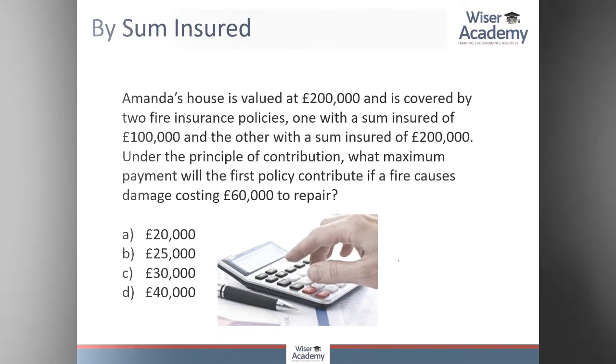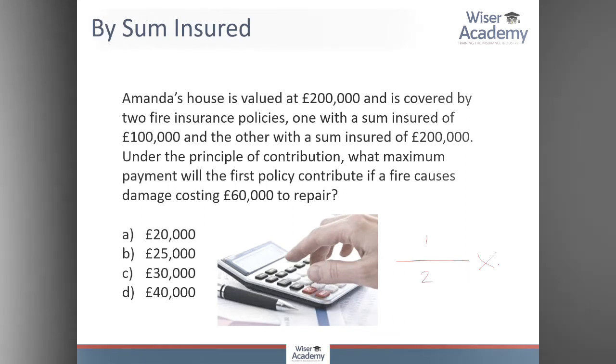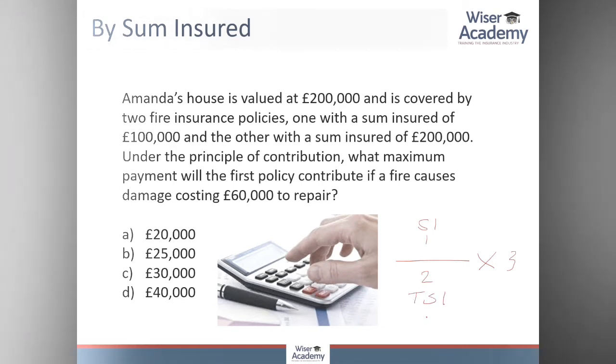So if I just draw over here on the right, we'd have a line with a little multiplication symbol, and we're going to need to have three figures, one at the top, a second at the bottom, and a third at the end. Now the one at the top would be our sums insured for the insurer we're looking to work out. The figure at the bottom is called the total sums insured. So that's all their insurances added together. And then the one that goes after the multiplication is the loss.